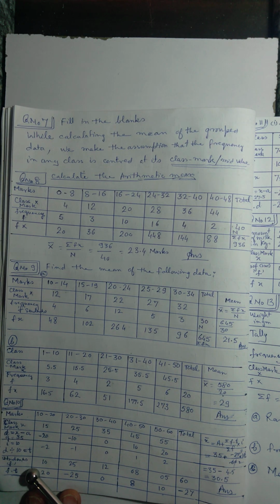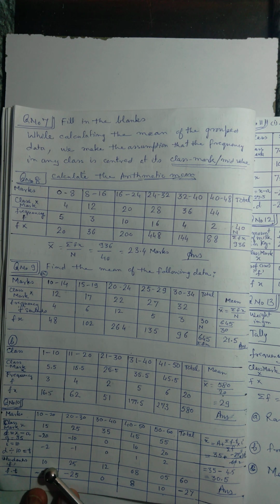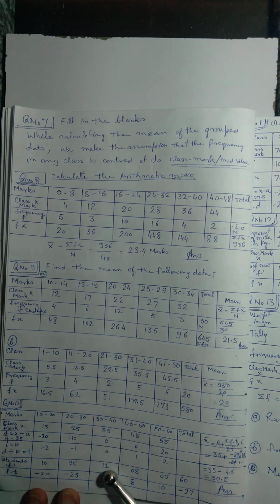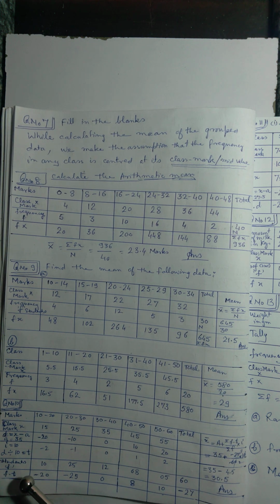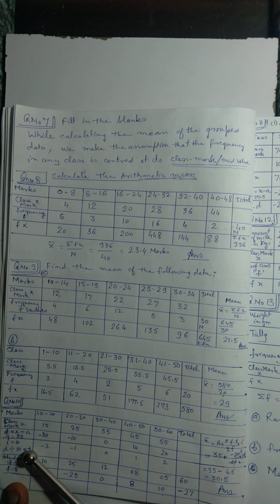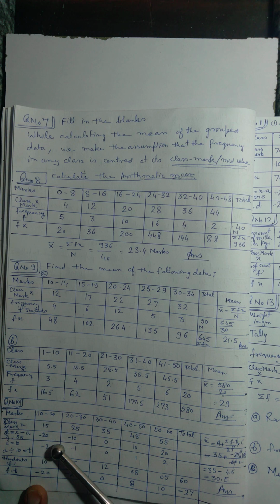Now the number of the student, the frequency, I have brought here. Corresponding frequencies are 10, 25, 12, 0, 8, 5. So the total is 60. Now find out the FT. FT means this T and F, multiply it.